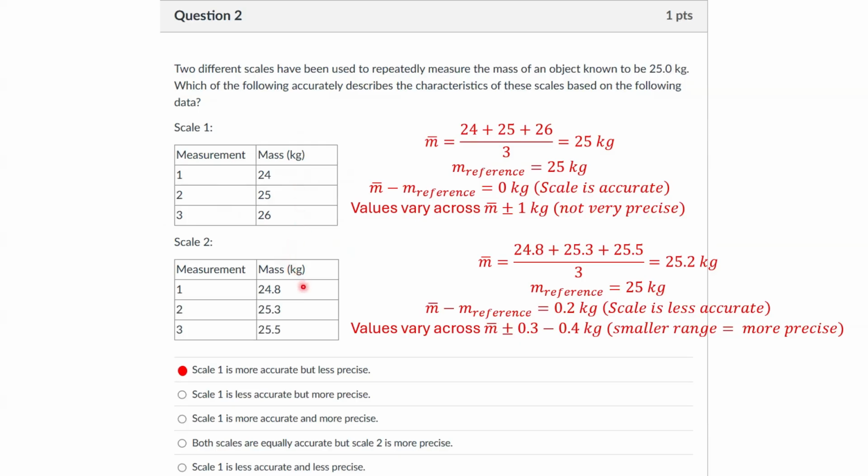Scale two, all of these values lie within a range of values of 0.7. So my variance is somewhere between 0.3 and 0.4 maximum variances, depending on who I'm looking at relative to the average. Scale two is much more precise. It's providing much more reproducible data. It's simply not calibrated as well and is therefore less accurate. So the answer choice here would be scale one is more accurate, but less precise.